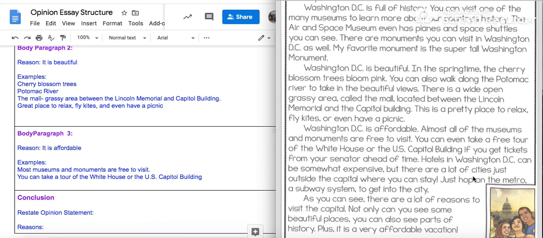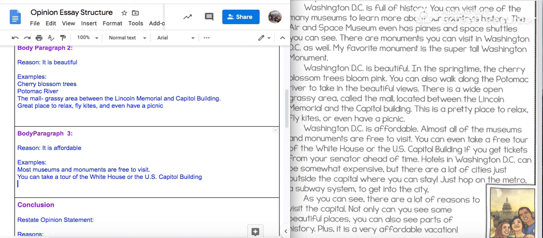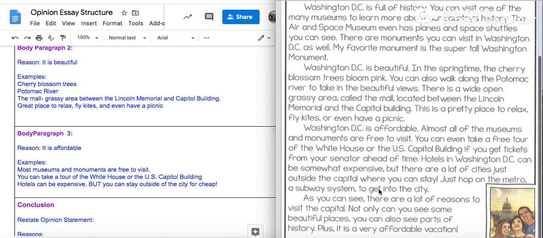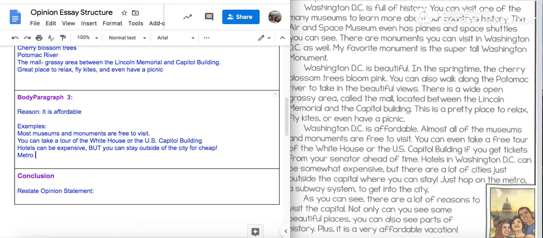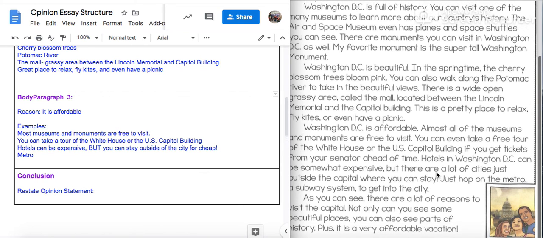Hotels in Washington, D.C. can be expensive, but there are a lot of cities just outside the capital where you can stay. Just hop on the metro, a subway system, to get in the city. So she said hotels can be expensive. She was looking at the other side of the opinion. Maybe you don't want to go there because it's too expensive, but you can stay outside of the city for cheap. And then she also talks about the metro, so she just kind of added that fact in there. I'm just going to write it here, and that kind of made it a little more interesting. It added a vocabulary word, metro, to her writing.